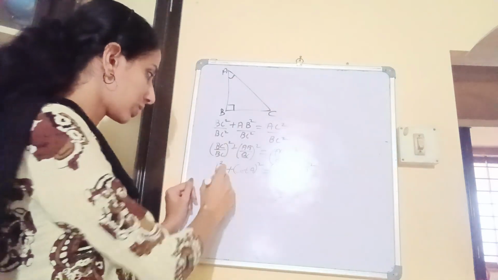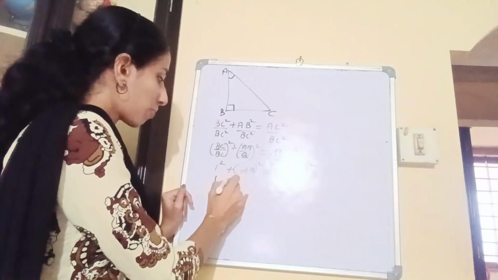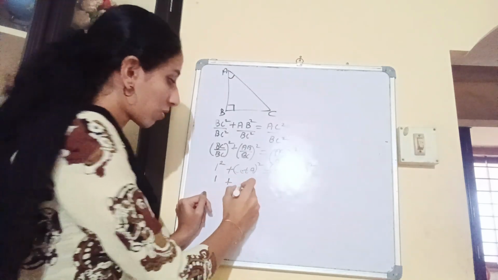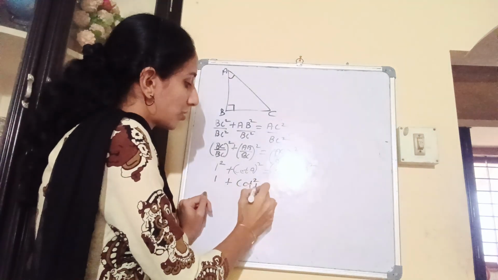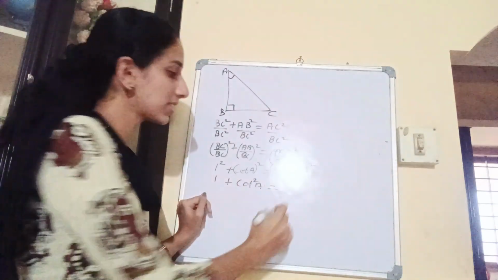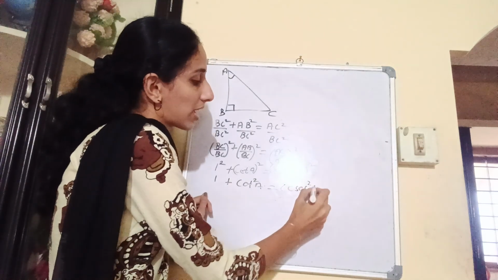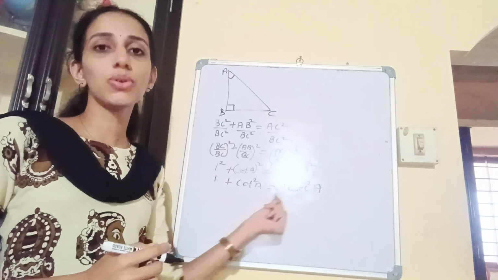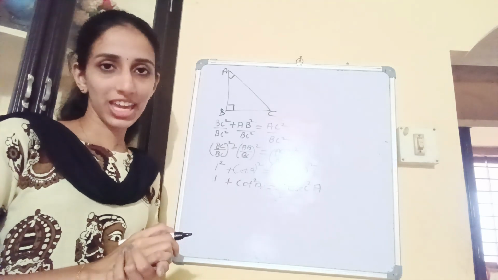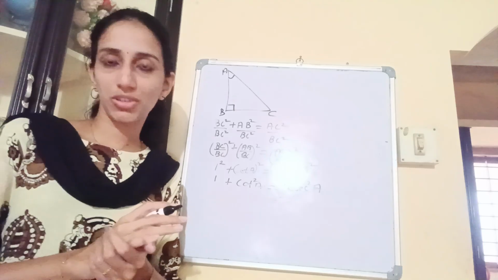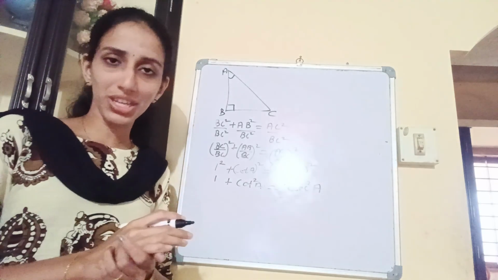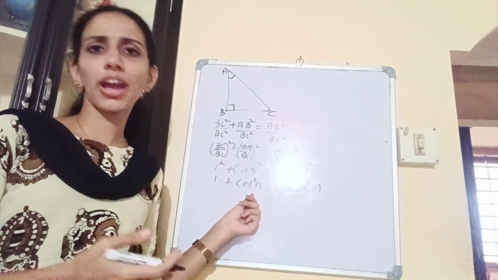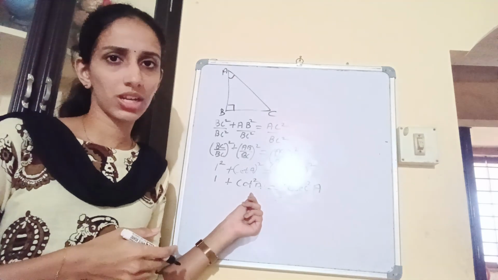Then we can rewrite 1 square as 1 itself. 1 plus cot A whole square. What is cot A whole square? Cot square A equal to cosec A whole square, that is cosec square A. So 1 plus cot square A is equal to cosec square A. That is the second trigonometric identity. You can check by yourself by substituting any angle familiar to you. You can do it as homework.